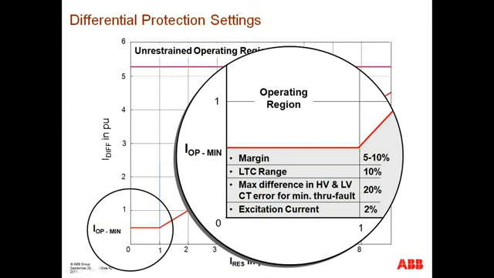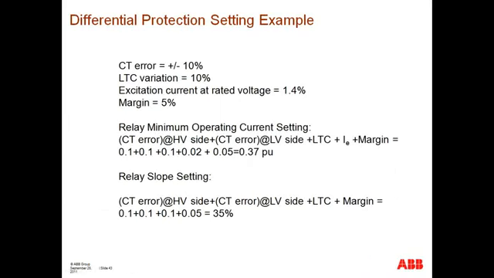So you're always going to end up with a slope setting with a minimum operating setting that's anywhere between 0.3 to 0.4. If your load tap changer range is higher, then you need to account for that as well, in turn resulting in a higher minimum operating current. So even though, yes, during normal operating conditions your differential current should be 0, you need to take into consideration that you have excitation currents, which is going to be 2%. You have errors associated with your CTs. You have errors in your ampere turn calculations because of the load tap changer. And then you should also always take into consideration a margin. So the minimum sensitivity is going to be anywhere between 0.3 to 0.4 per unit. These are just some sample calculations.